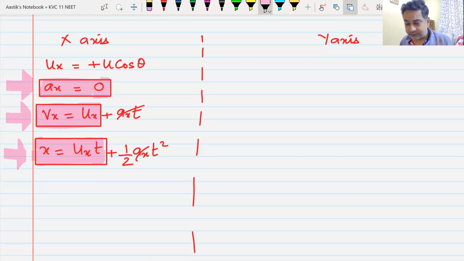So what are the points we have learned about x-axis? Acceleration along x is 0. So velocity along x never changes. Yes or no? Let us think. Let us now go on.